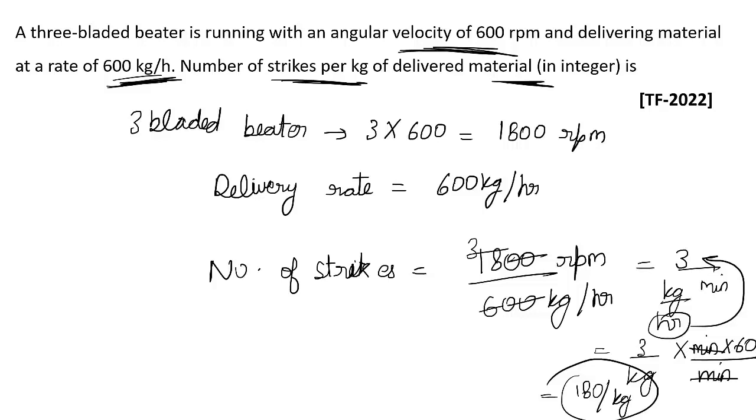So these types of questions are very simple. You just need to know the basics: the angular velocity was given for a single bladed beater, and if it is a three bladed beater, then the angular velocity becomes 3 times, because as the number of blades increases, the strike rate increases, as it is directly proportional to the number of the blades. So do take care of these simple things. Now coming to the next question.